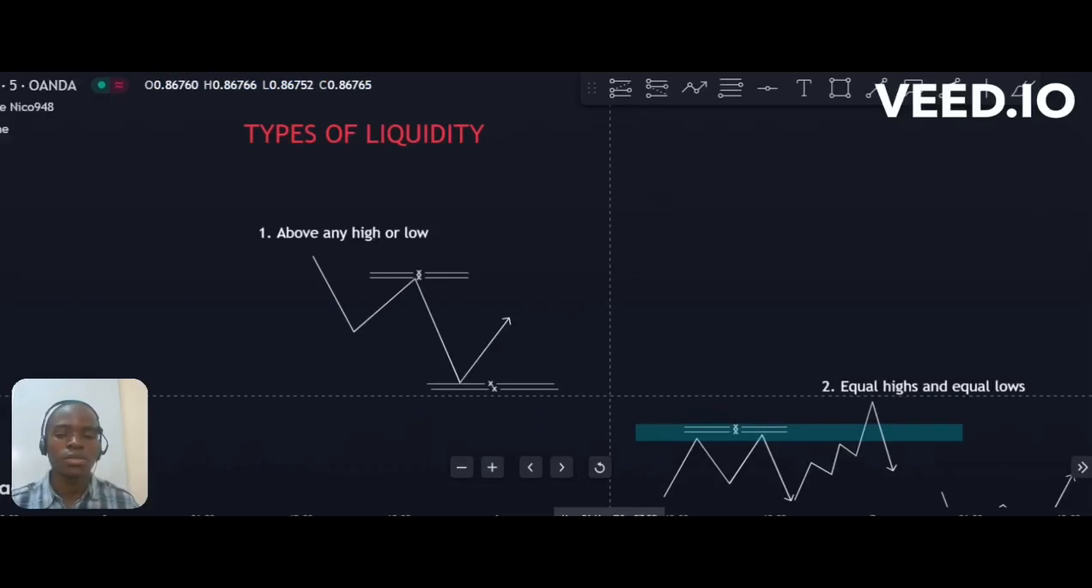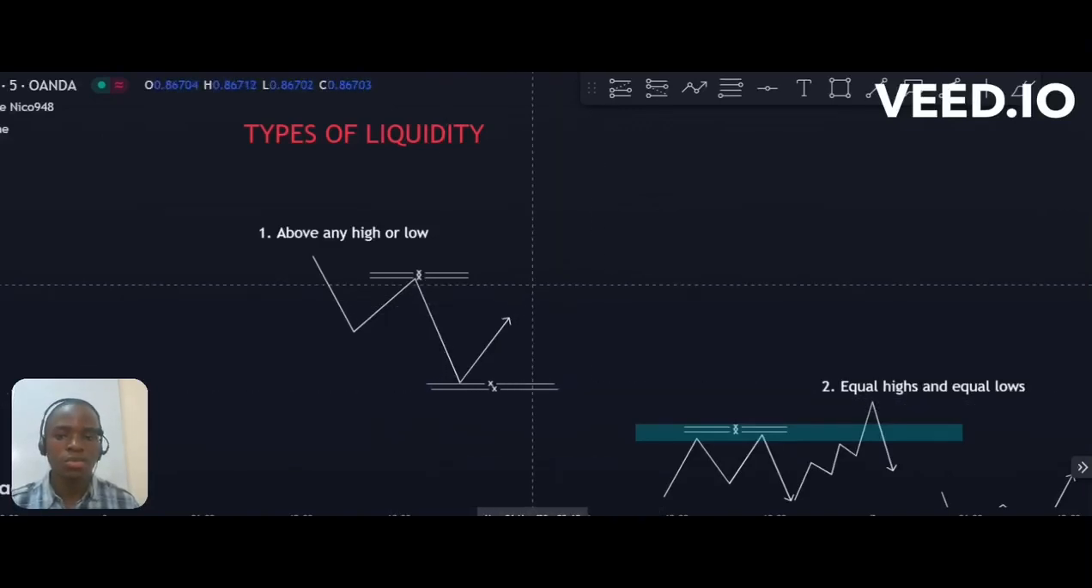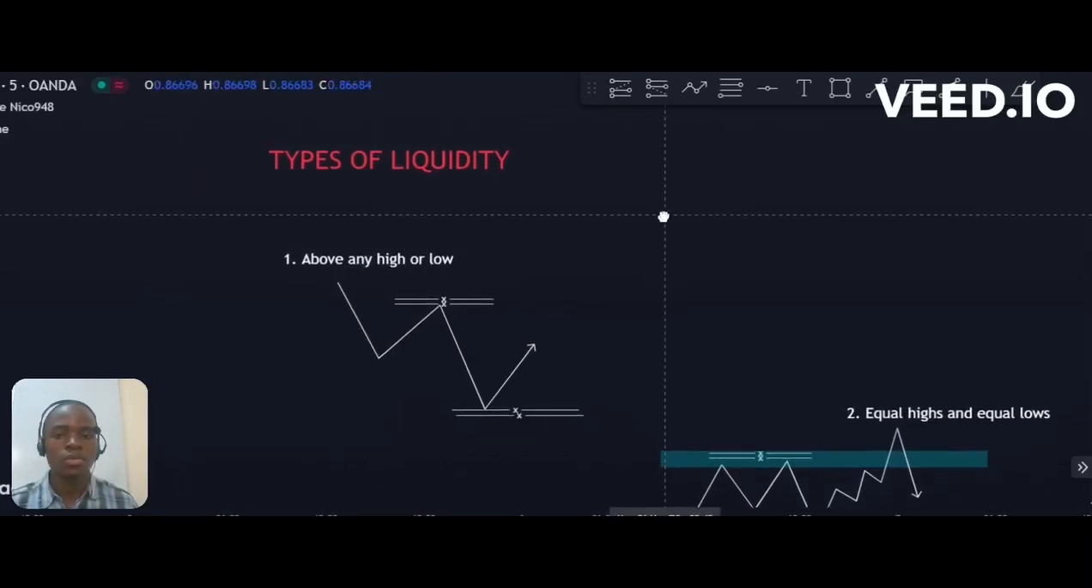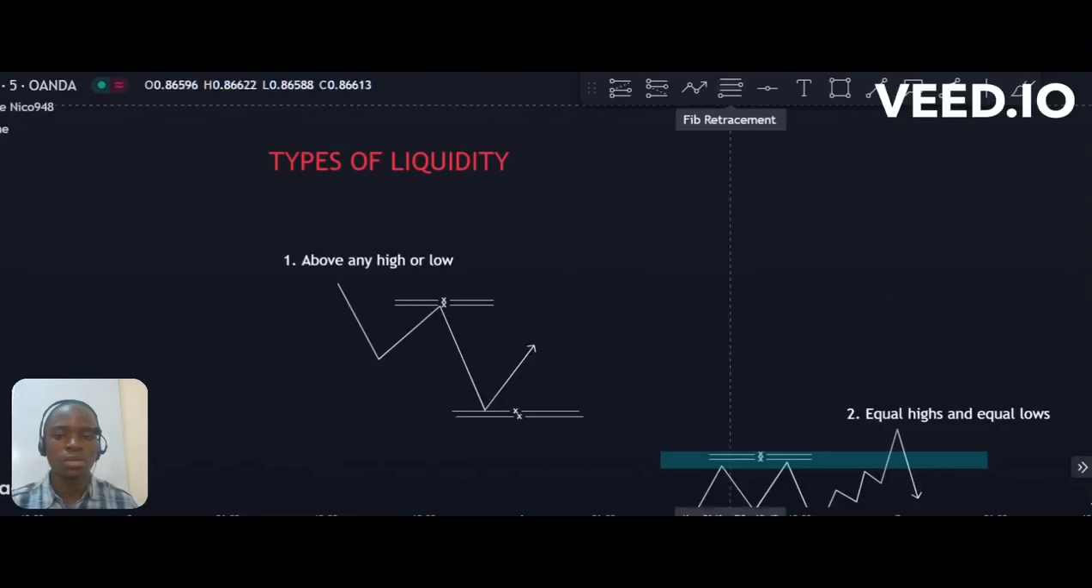And the reason why they are targeting these areas is that the stop losses of retail traders are lying there. So we'll take a look at how to spot these areas on the chart so that you might not be stopped out. While you are trading, you need to be very careful with these areas. We'll start with the types of liquidity, and in this one I'll only explain four major types.